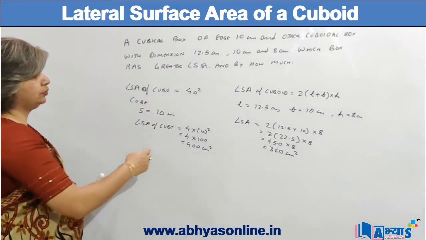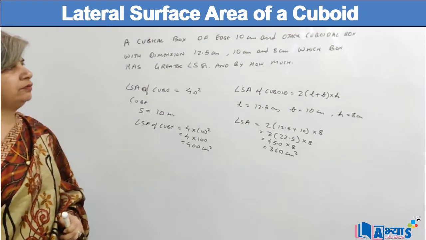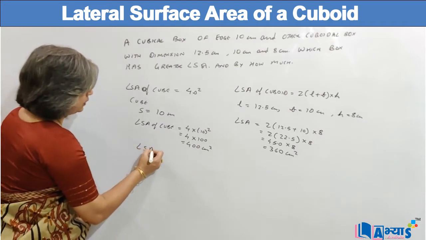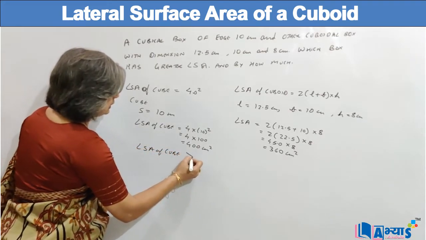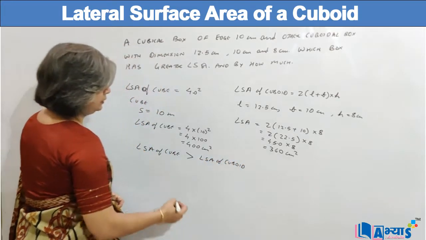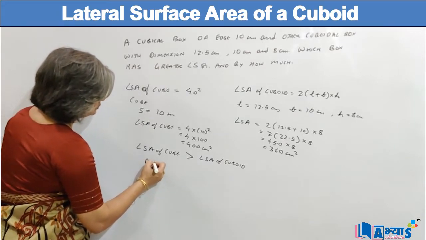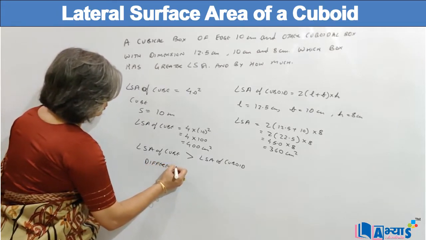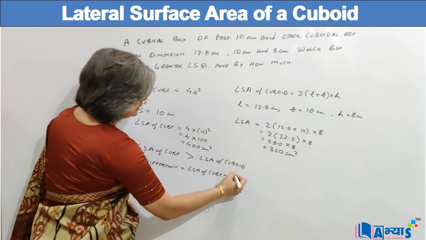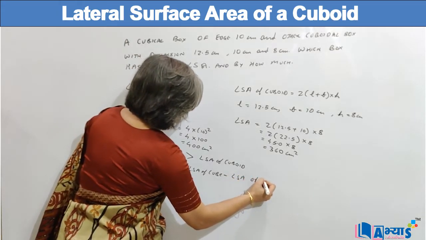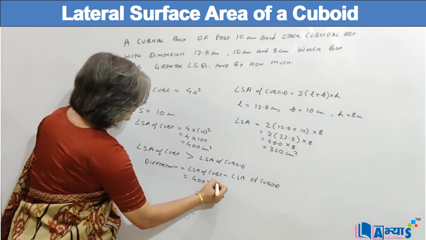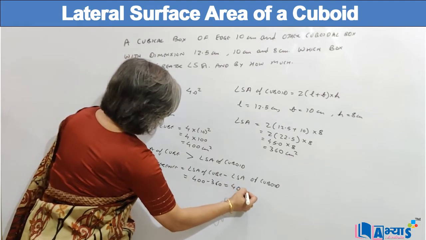Now the LSA of a cube is 400 centimeter square and LSA of the cuboid is 360 centimeter square. So we find that LSA of cube is greater than the LSA of cuboid, and the difference is LSA of cube minus LSA of cuboid. So it will be equal to 400 minus 360, that is 40 centimeter square.